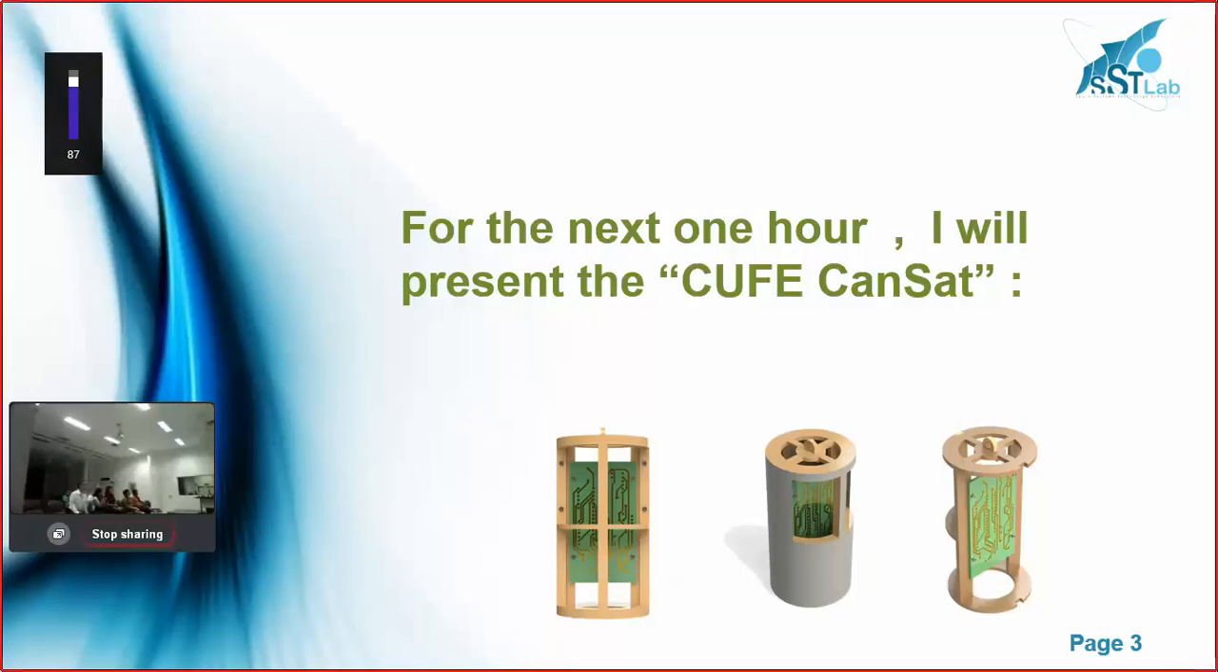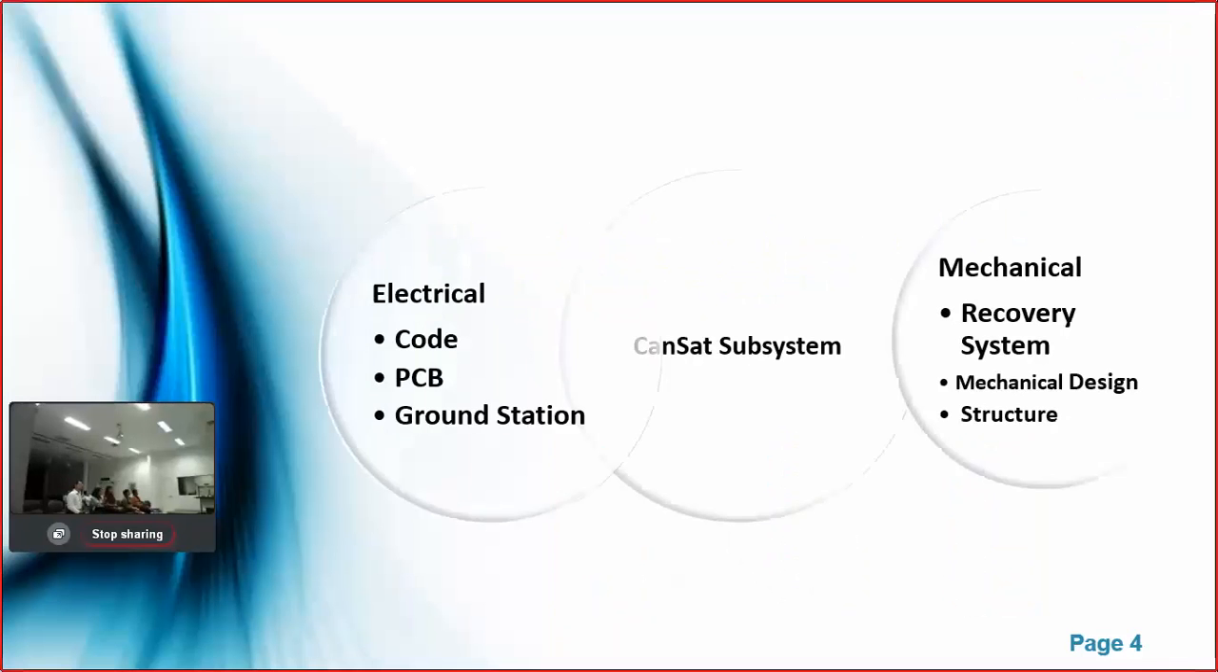The CANSAT, as a completed system, consists of several subsystems. We can say that the CANSAT subsystems are mechanical and electrical. The electrical part consists of code, printed circuit board, and ground station, while the mechanical system consists of recovery system, mechanical design, and structure.